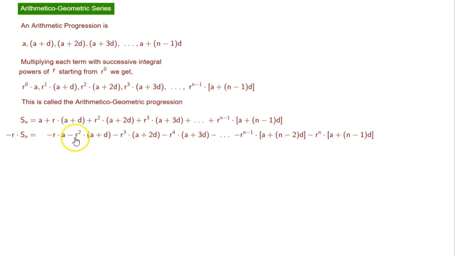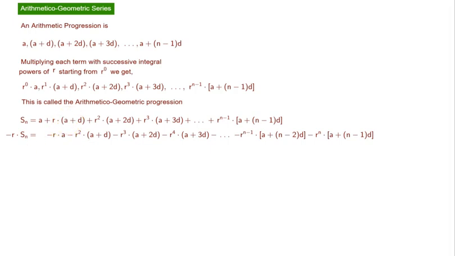minus r times a minus r square times a plus d minus r cube times a plus 2d minus r to the power of 4 times a plus 3d minus, and so on. The second last term becomes minus r to the power of n minus 1 times a plus n minus 2 d minus the last term r to the power of n times a plus n minus 1 d. Now we add up these.